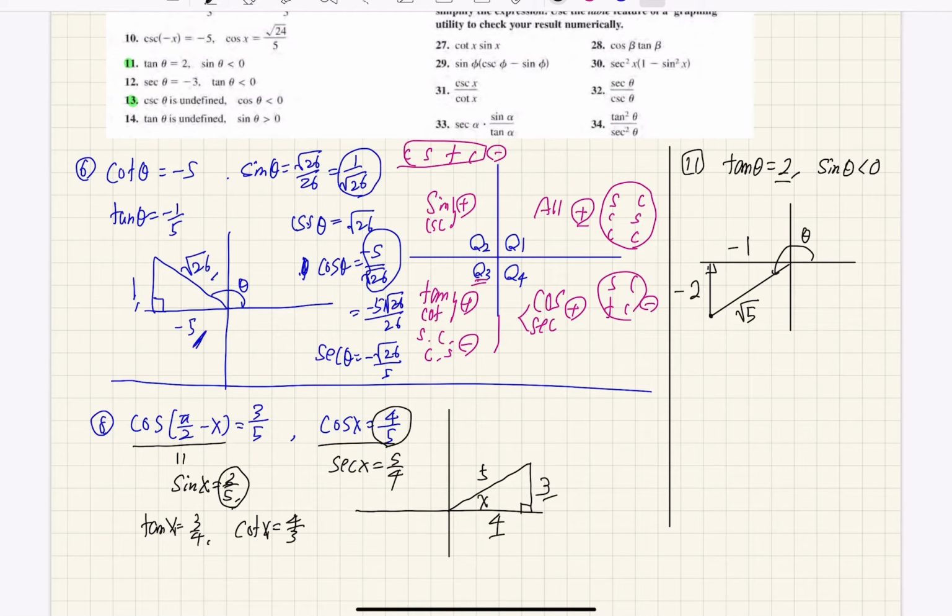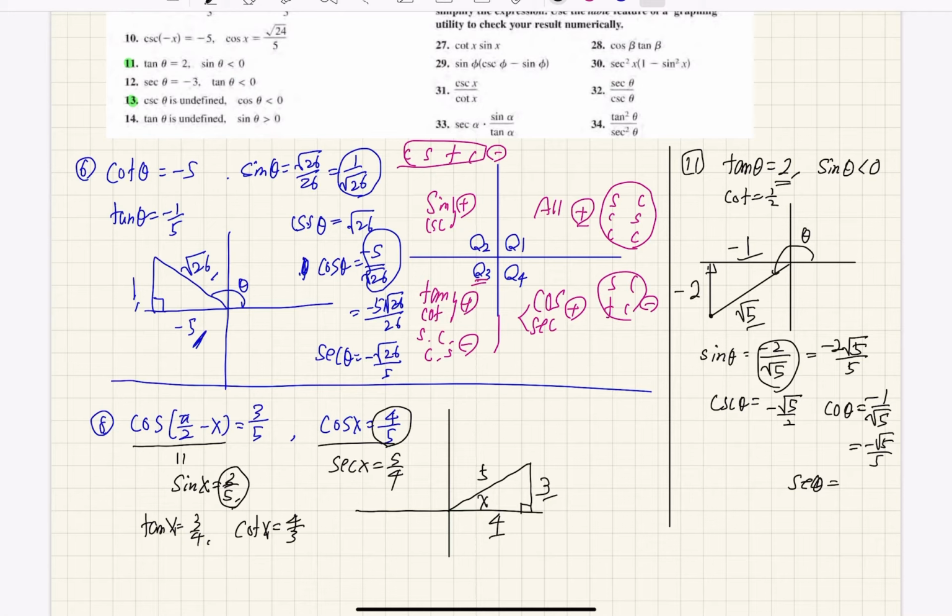Tangent is 2, so cotangent is 1/2. Sine theta is opposite over hypotenuse, and then rationalize: negative 2 square root of 5 over 5. Cosecant theta is the reciprocal of that, negative square root of 5 over 2. Cosine theta is adjacent over hypotenuse, which is negative 1 over square root of 5. If you rationalize this, it's negative square root of 5 over 5. Secant theta is the reciprocal of cosine, negative square root of 5. All right.